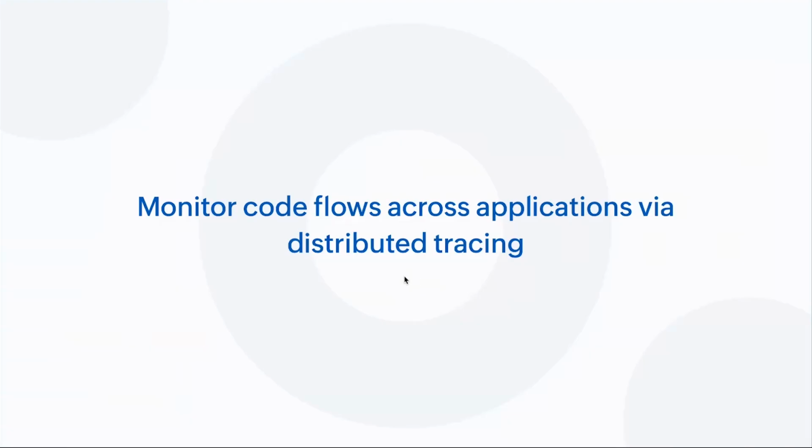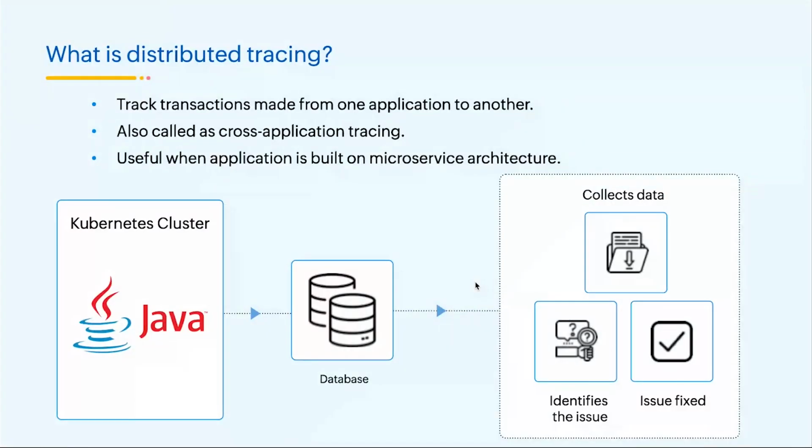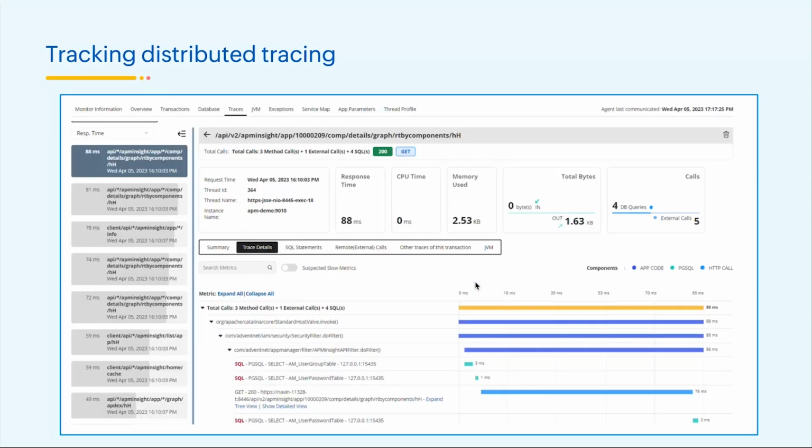So now let's look at how to track code flows across applications using distributed tracing. In a microservices architecture, like the one shown in this slide, it's essential to monitor the communication between multiple services or applications. Distributed tracing makes this possible by tracking the flow of a single transaction as it passes through different services. So here's how the tracking happens.